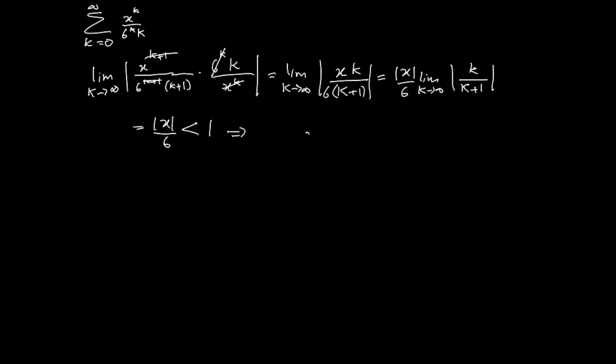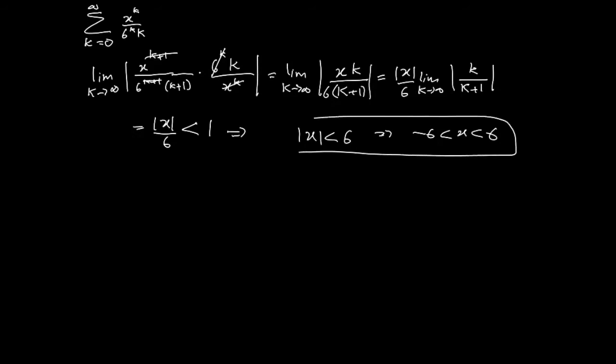Well, this implies that the absolute value of x is less than 6. I'll remind you, this is the general case that I showed you with 1 over the limit. Here c is 0, so it's x minus whatever. So anyway, x is less than 6 in absolute value, which further implies that x is between minus 6 and plus 6. So this is where we have convergence.